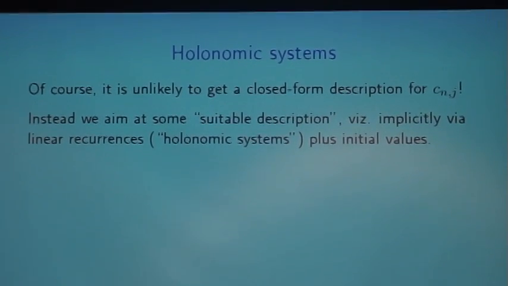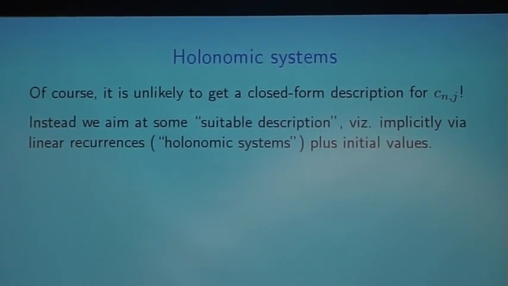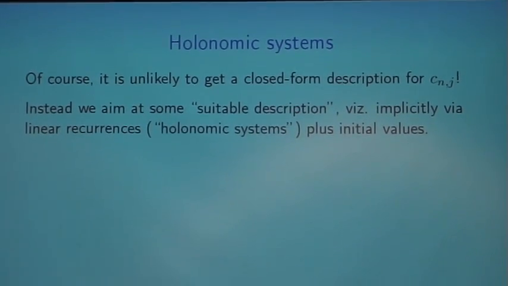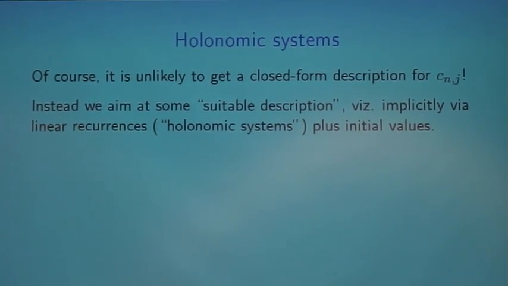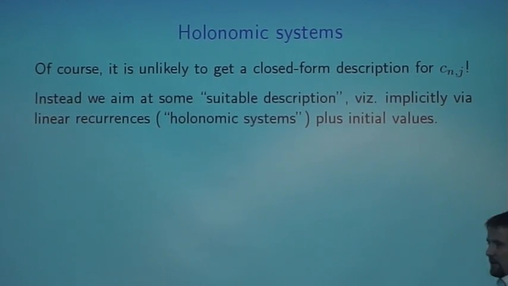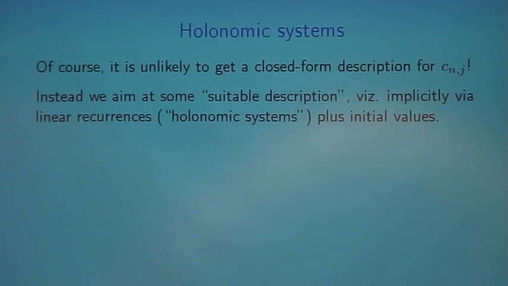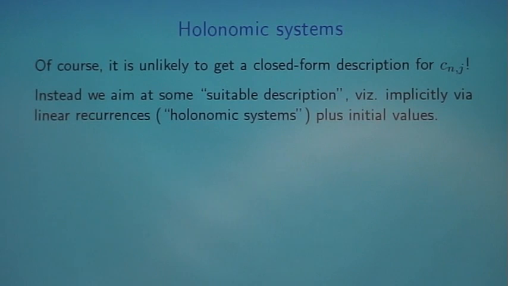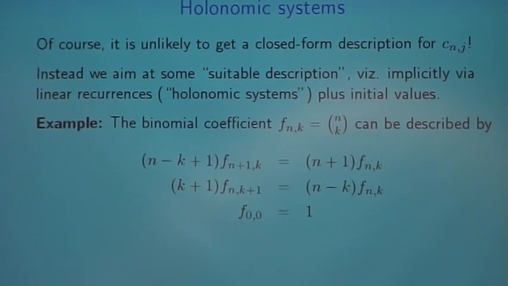And of course, it's very unlikely that we get a nice closed form for this function Cnj, because if we could get this, then we would also get a nice closed form for the determinant itself, because the Cnj is just a combination of these minors. So it's very unlikely that we can get this, but we can get an implicit description in terms of recurrences, and these are called holonomic systems. And I want to give you a very simple example just to give you an idea.